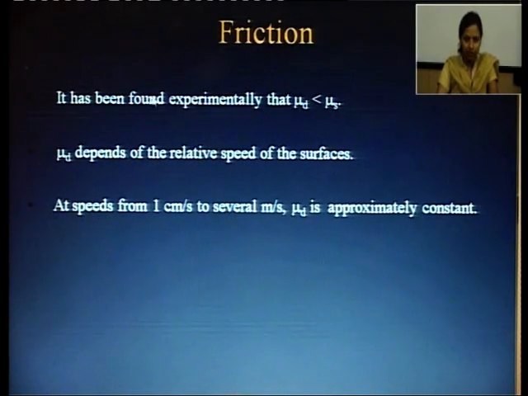It has been found experimentally that mu d is always less than mu s. The dynamic friction coefficient is always less than the static friction coefficient. Mu d depends upon the relative speed of the surfaces. As the speed increases from 1 centimeter per second to 1 meter per second, mu d is approximately constant.